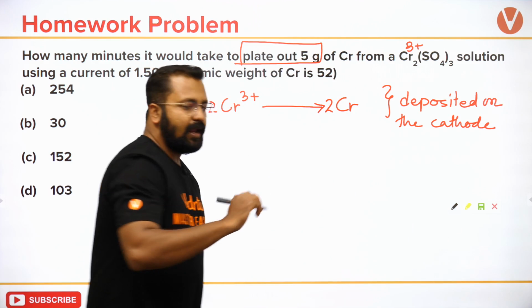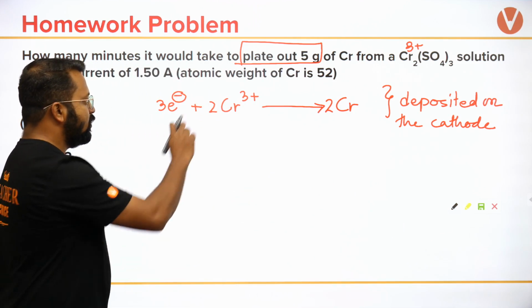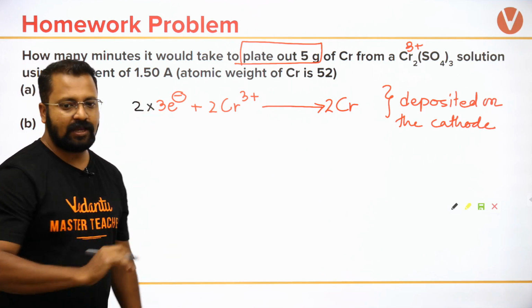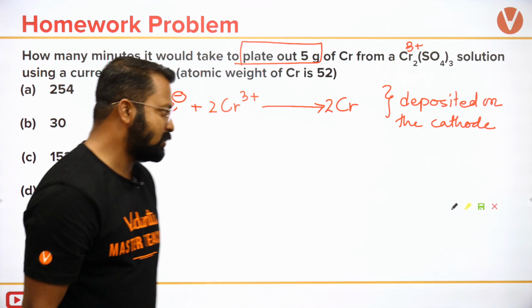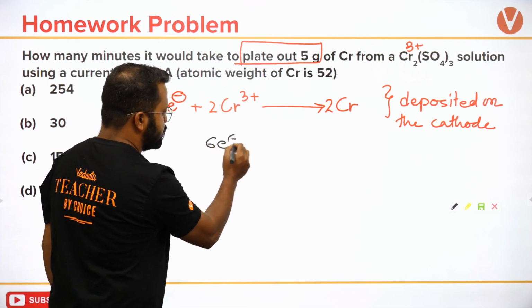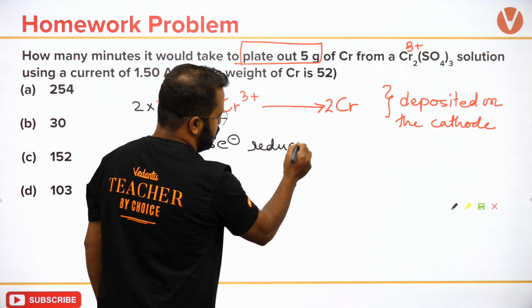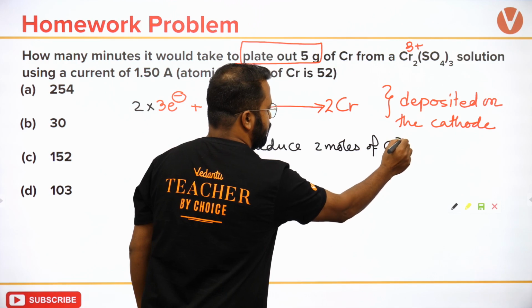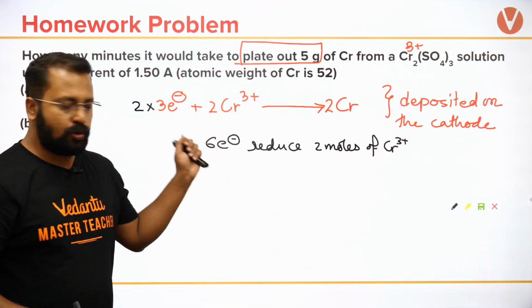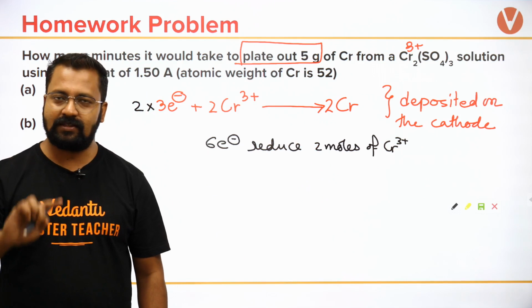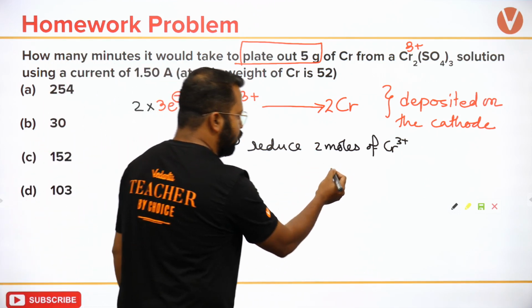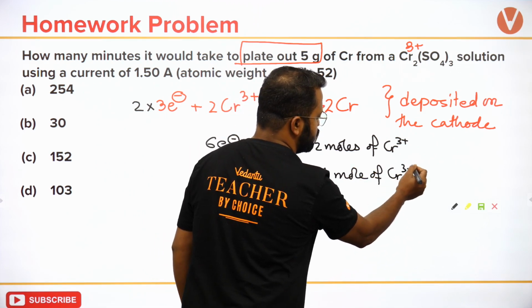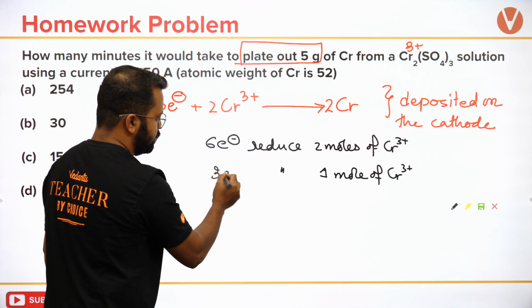Can I say this? For 2 Cr3+, I would require 2 times 3, that is 6 electrons. So 6 electrons reduce 2 moles of Cr3+. Can I say that? 6 electrons reduce 2 moles of Cr3+, so 1 mole of Cr3+ is being reduced by 3 electrons.